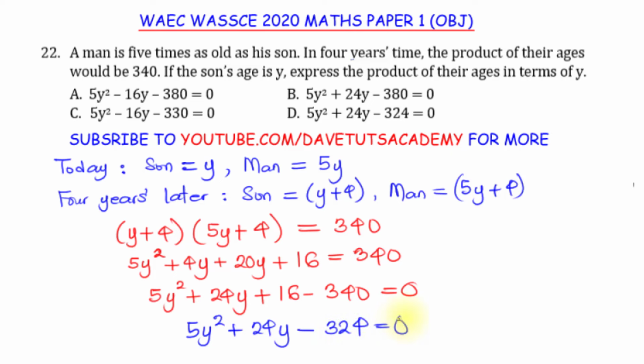I'm spying on the options that we're having already, and I can see that this particular expression is nothing but what we are given in option D. 5y squared plus 24y minus 324 is equal to 0. What we need to note is that I think particularly this explanation we need to keep in check after we have gotten the fact that the man is 5 times as old as his son today. Then in 4 years' time, we need to add 4 to the age of each of them. And opening up the bracket to give a product of 340, we can solve the question and we're as good as done.